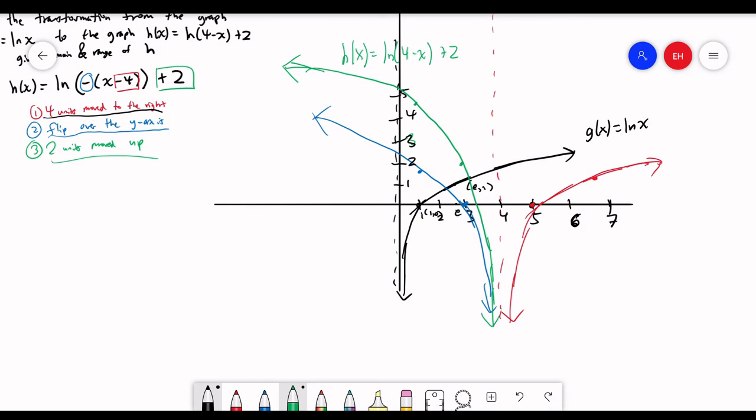And the point (1, 1) becomes, basically you put it up 2, and it's getting a little messy, but it's okay. A rough sketch is fine. So then the green is the blue graph shifted up 2 units, and I'm done. And I can just read the domain from the graph. The domain is any x's less than 4, and the range is all real numbers.